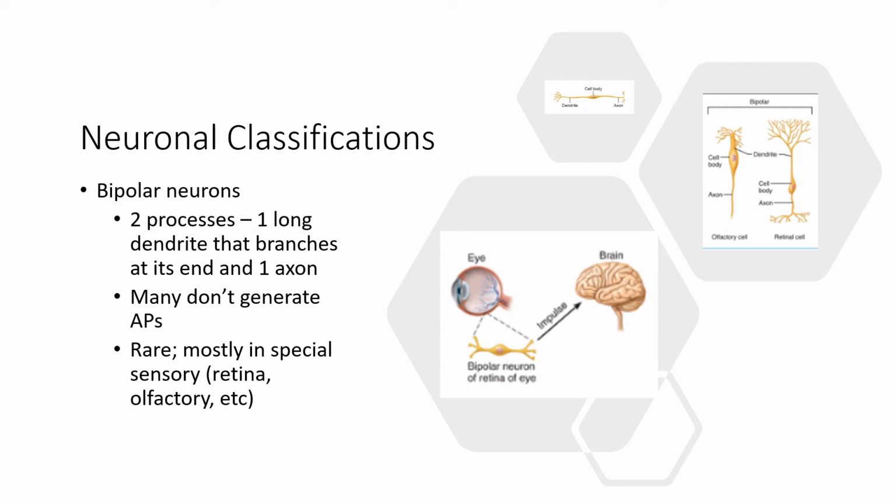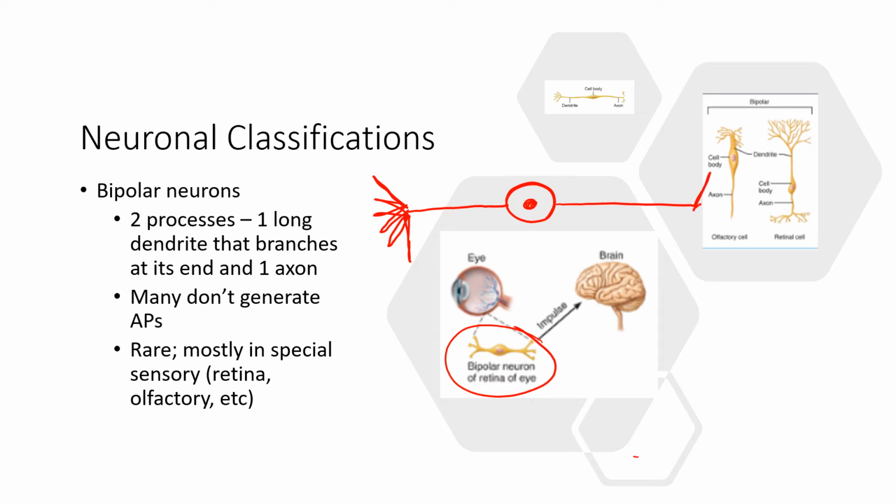Bipolar neurons are really only found in the retina of the eye and in the olfactory bulb. That's where you pick up smells in the brain. These have 2 processes, a long dendrite that branches at its end and an axon that branches at its end. And the soma is in the middle, like this. And just to draw it bigger, you have a receptive end, which counts as a dendrite, a long process that all of that information comes through, a cell body that's in line with it, and then you have an output axon with its axon terminals.